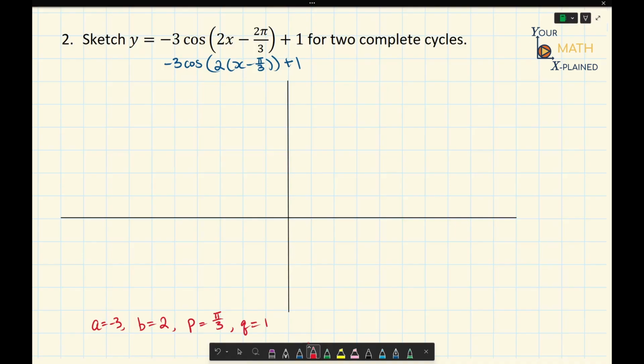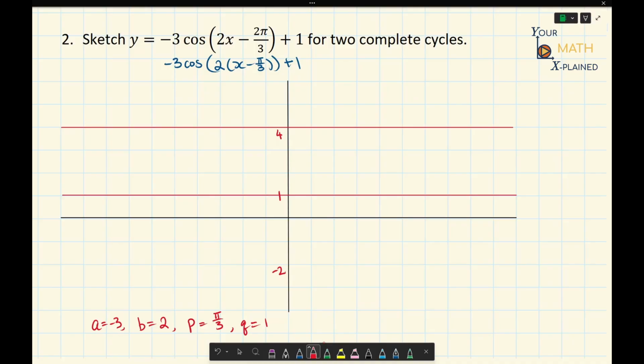So we're going to start the same way. We're going to draw our midline, which is 1. So let's say that is right over here. So that'll be our midline. And then because our amplitude here is negative 3, it tells us that our max and min are going to be 3 units away from the midline. So that's going to be 4 and negative 2. So let's go ahead and draw our 2 lines there as well.